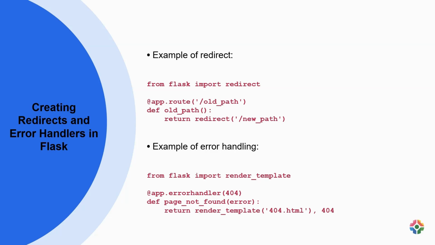For handling a 404 not found error in Flask, you can use the error handler decorator with the specified error code, as demonstrated below. Python: from flask import render_template, @app.errorhandler(404), def page_not_found(error): return render_template('404.html'), 404. By implementing error handling in this manner, you can ensure a user-friendly experience even when unexpected errors arise during the operation of your Flask application.